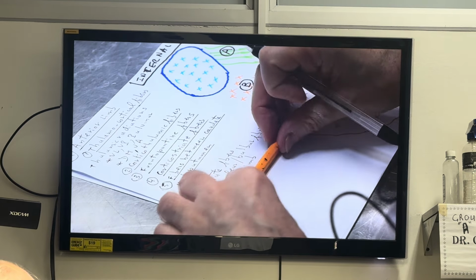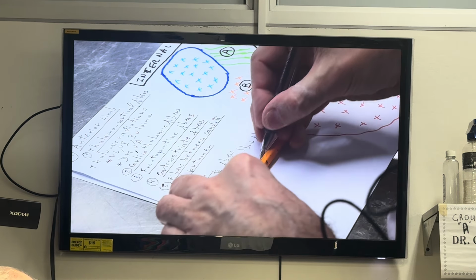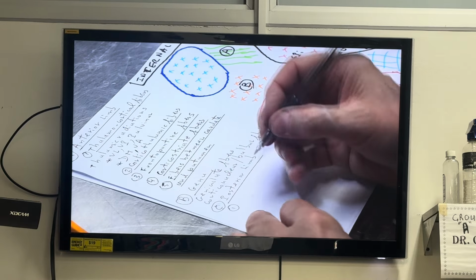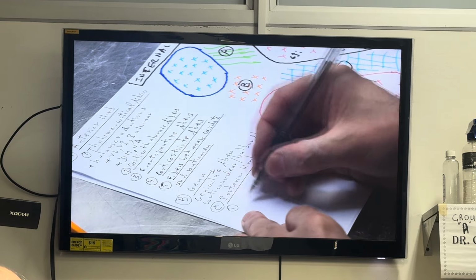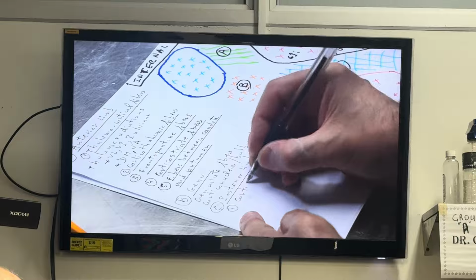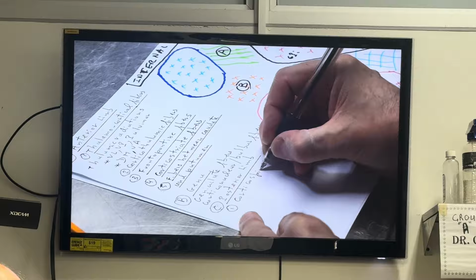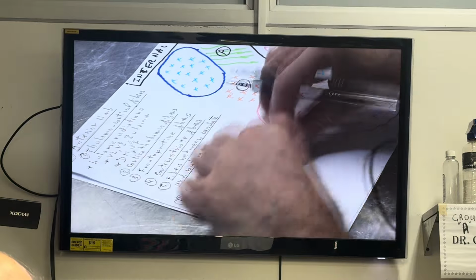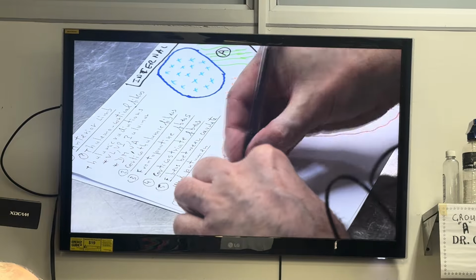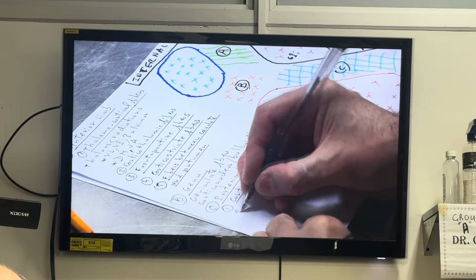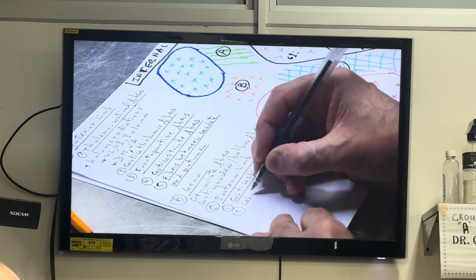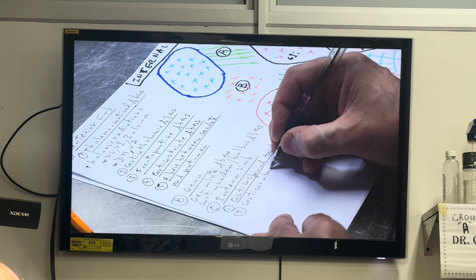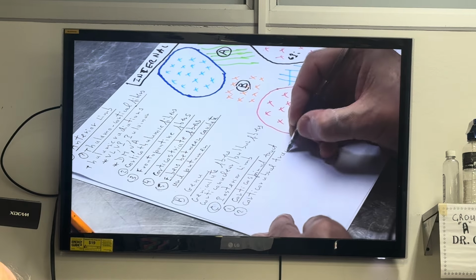So, posterior limb. What is passing in the posterior limb? First, you have your corticospinal tract. So, corticospinal tract. Okay. Two, you will have your cortico-vertebral tract.